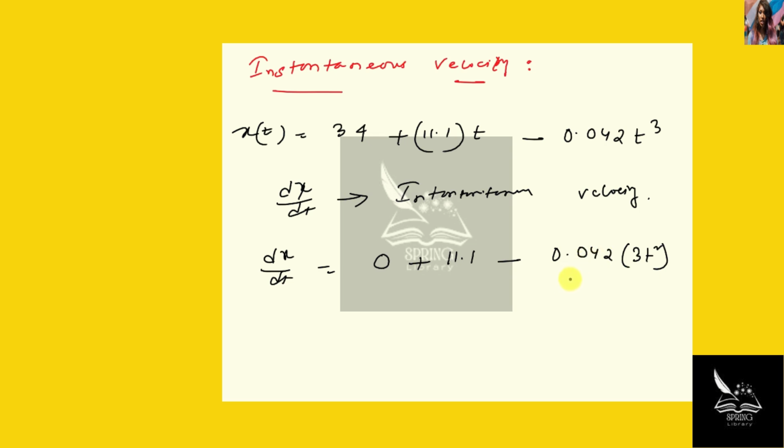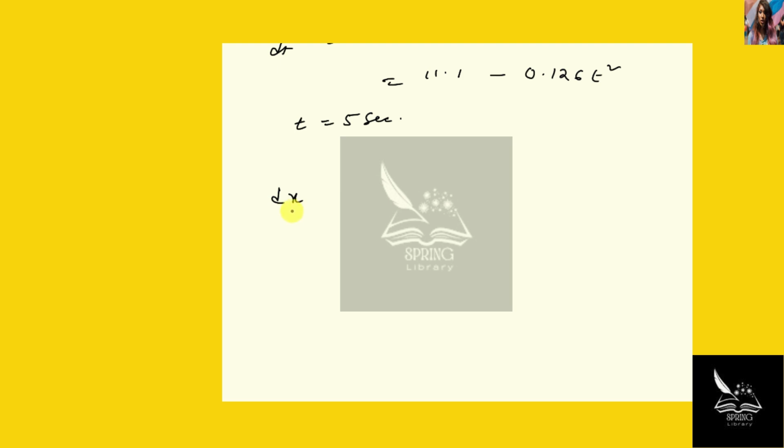Now, from here we can see it will be equal to 11.1 minus 0.126 t squared. Now, if t is equal to say 5 seconds, then dx/dt is equal to 11.1 minus 0.126 into 5 squared, and it will become 7.95 meters per second. So, in this way we can find out the instantaneous velocity of any particle at any time.